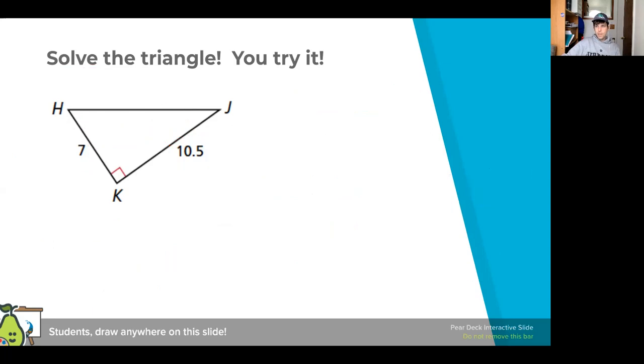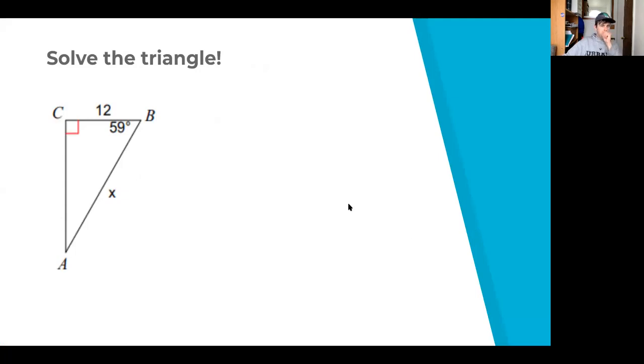All right. And one more example here. So here, this one, we're starting with, again, a little bit different information. The last two, we started with two sides, and we didn't know any of the angles. And in this case, we're starting with one side and one of the angles. So here we have a 59-degree angle.